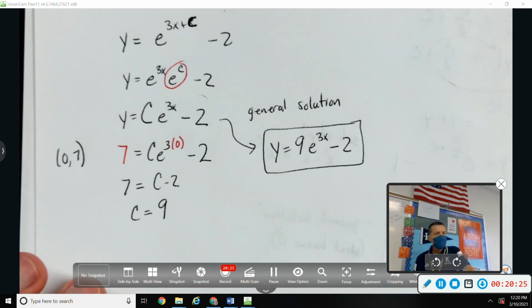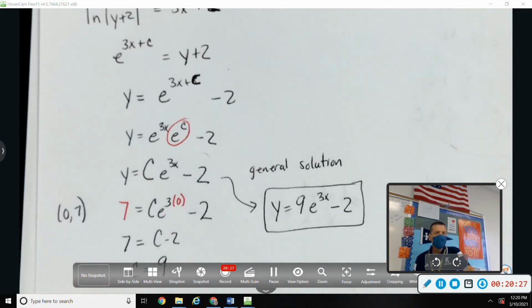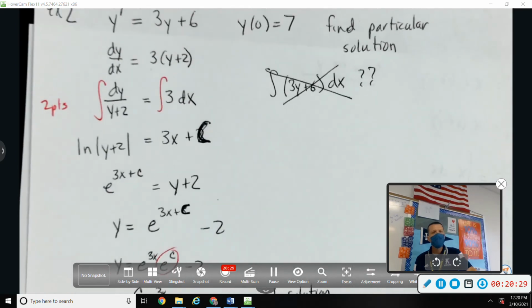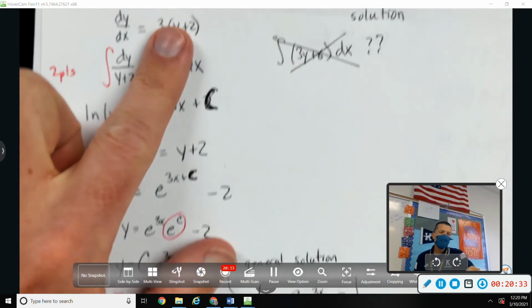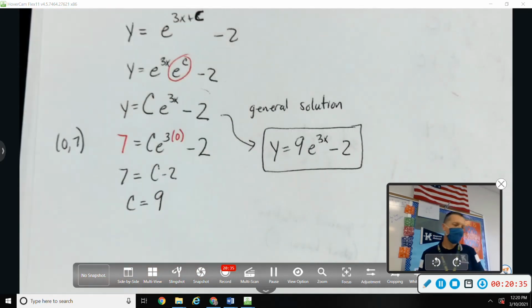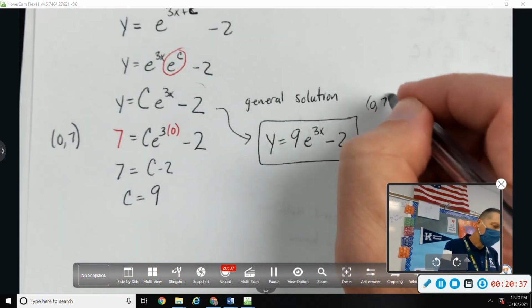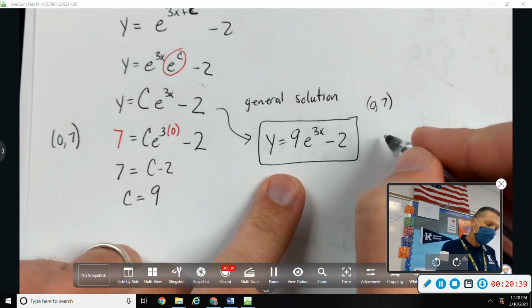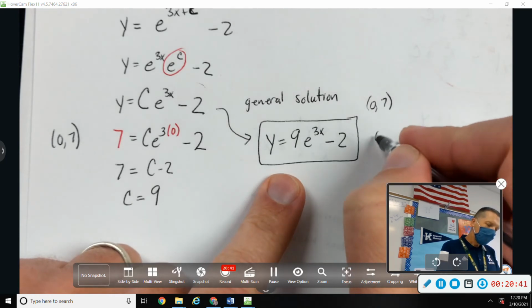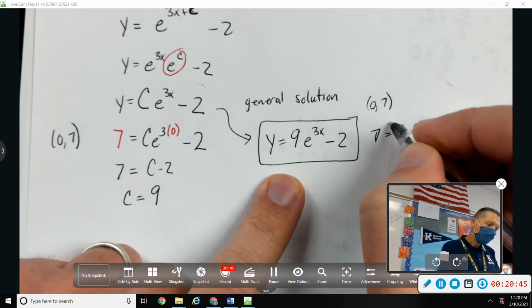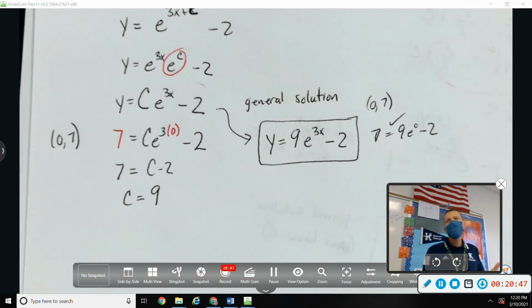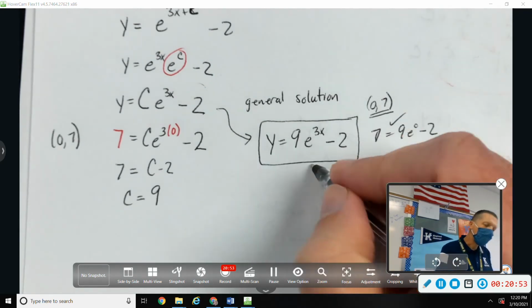If you were so inclined, you could take a derivative of that and see if you got back to 3y plus 6. Most people aren't going to do that. What I would suggest is that you check now to make sure (0, 7) works at least. So 7 equals 9 minus 2. Yes. You don't have to check, but that's a real easy check to make sure that the initial condition they gave you works.